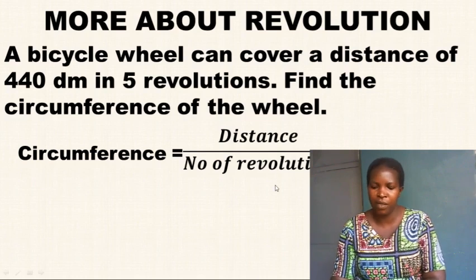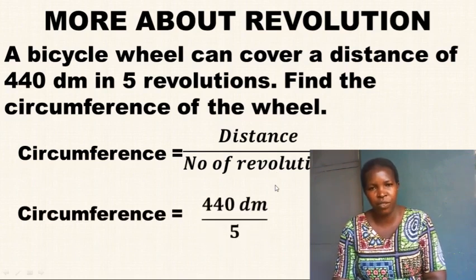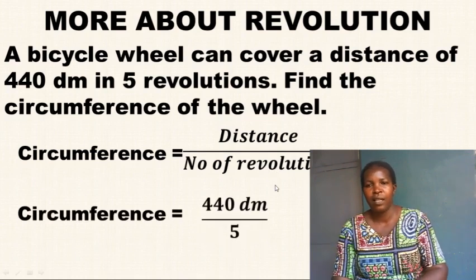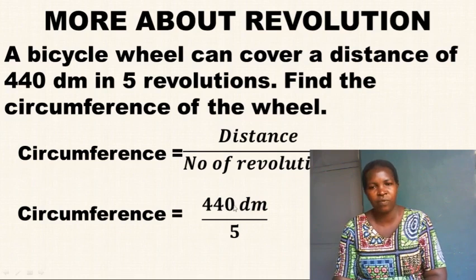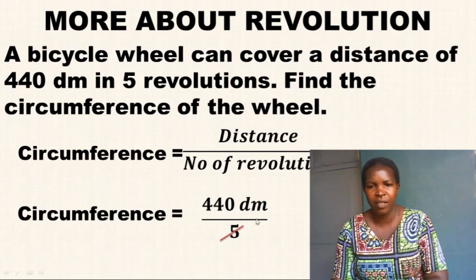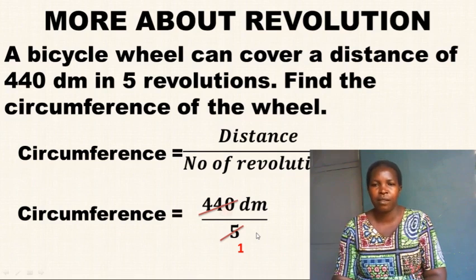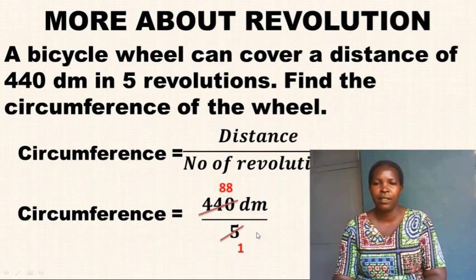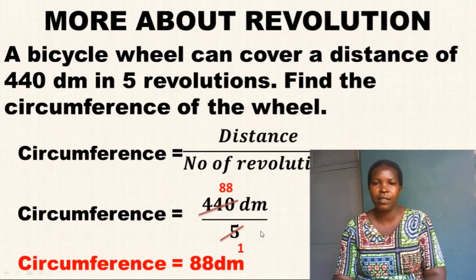Now, our next step, my dear boys and girls, we shall substitute. Remember, our distance in the question is 440 decimeters, and the number of revolutions we have, there are 5. So looking at that, we shall substitute the distance as 440 decimeters out of 5. Looking at that, we shall need to divide. Boys and girls, 5 divided by 5, what do we come up with? Yes, someone is telling me we come up with 1. Yes. How about 440 divided by 5? Somebody is telling me we shall come up with 88. What does it mean? Our circumference is equal to 88 decimeters.